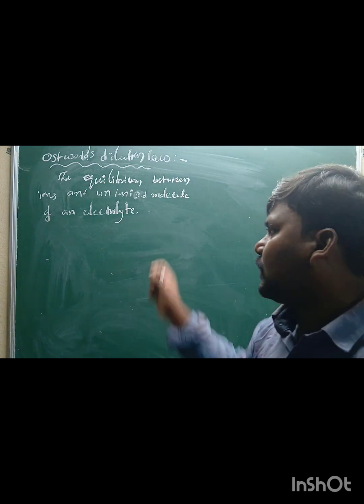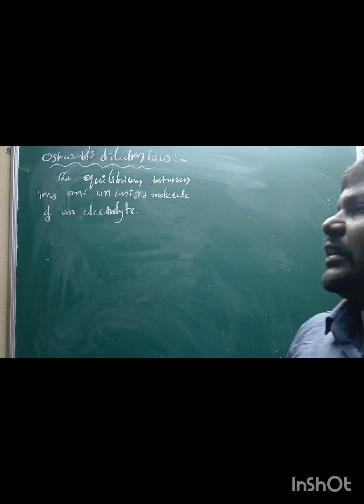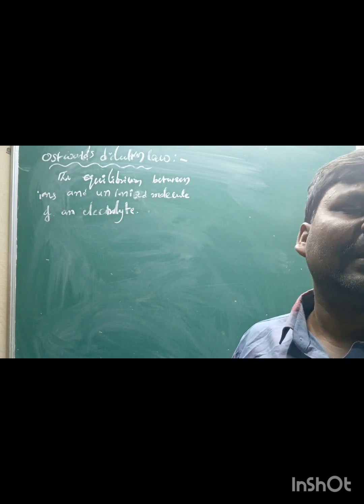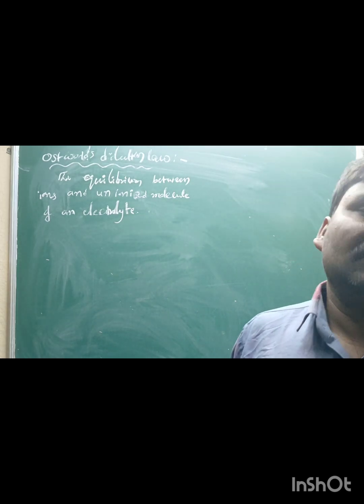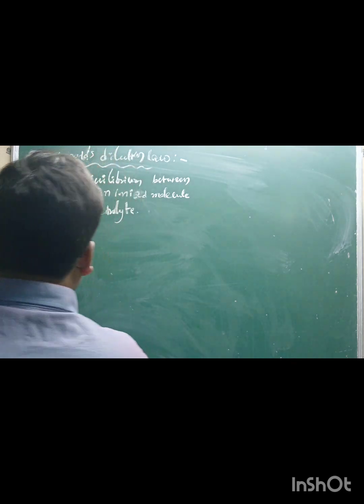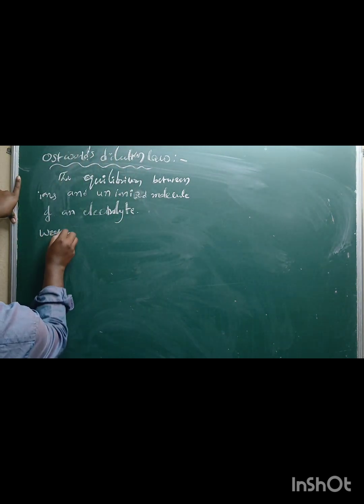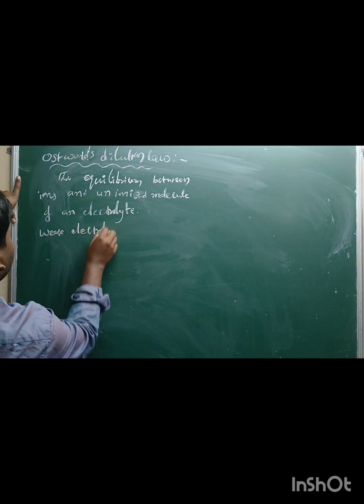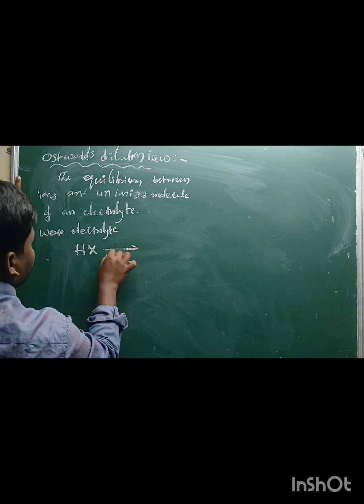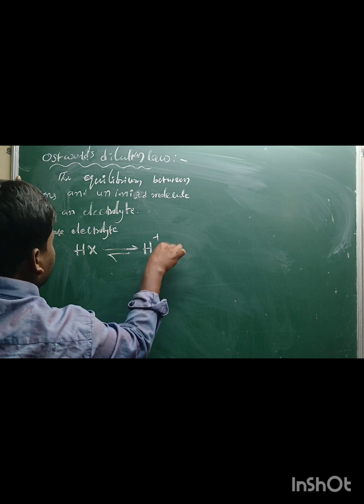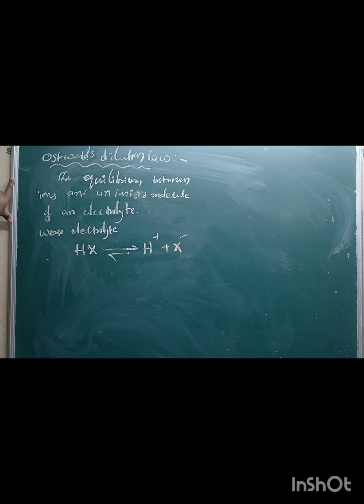Ostwald applied the law of mass action to the ionic equilibrium. That is called Ostwald dilution law. He derived one equation, which is called the Ostwald dilution equation. For example, now I am taking one weak electrolyte. HX dissociates into H plus and X minus ions.